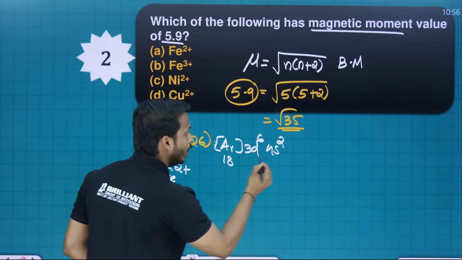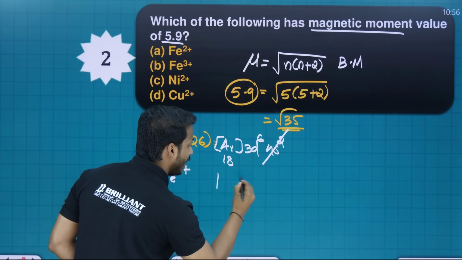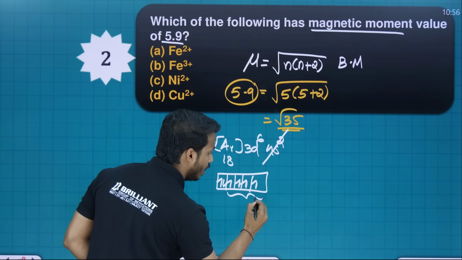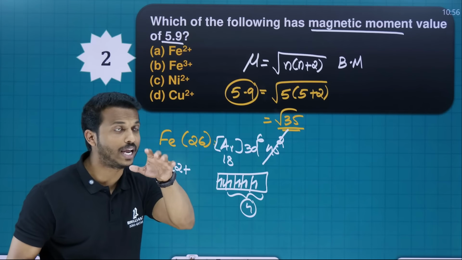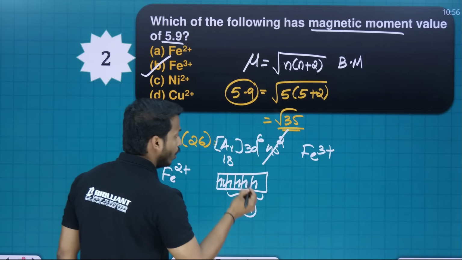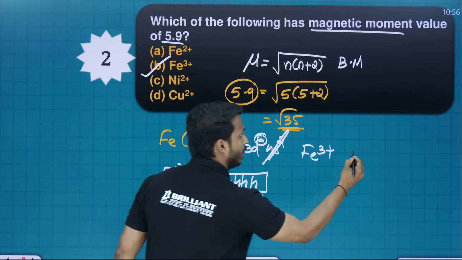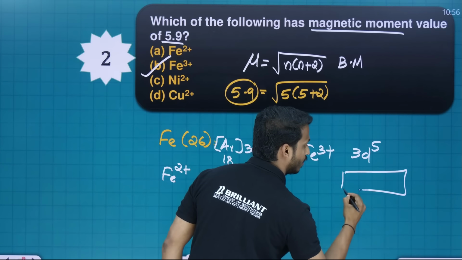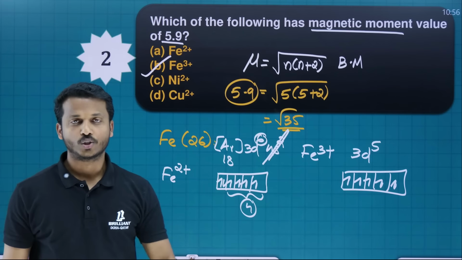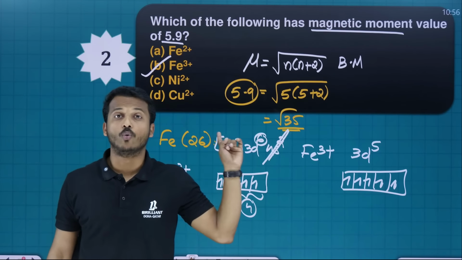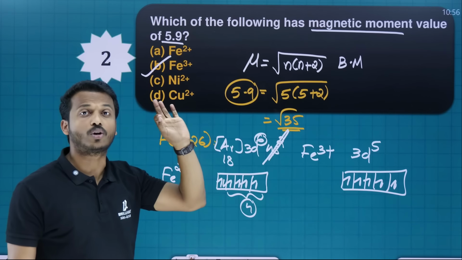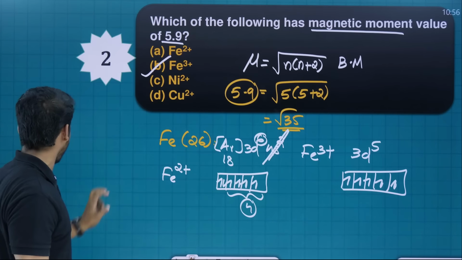Fe2 plus means these two are gone. So what is left is 3d6. What do you mean by 3d6? 6 electrons: 1, 2, 3, 4, 5, 6. Here there are only 4 unpaired electrons. We need 5. So the answer is which one? Fe3 plus. Because in Fe3 plus, 2 electrons go from here, 1 electron goes from here. What will it be? 3d5. What do you mean by 3d5? There will be 1, 2, 3, 4, 5 unpaired electrons. So if the system has 5 unpaired electrons, the magnetic moment is root of 5 into 5 plus 2, root 5 into 7, root 35, equal to 5.9. Ready? So the answer is option B.